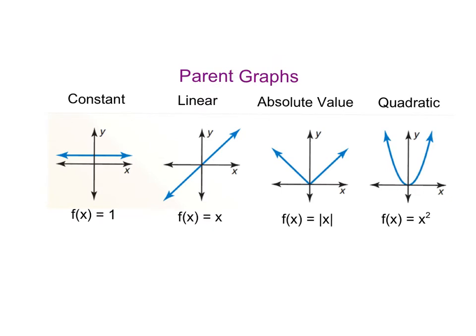So just to review, these are the parent graphs that you should be familiar with, and you should know these very, very well. We have the constant, which is a horizontal line where y equals 1, the linear parent function, absolute value, and quadratic, which contains the squared function in it. So you should know these parent functions and the tables that associate with them very well at this point in the course.